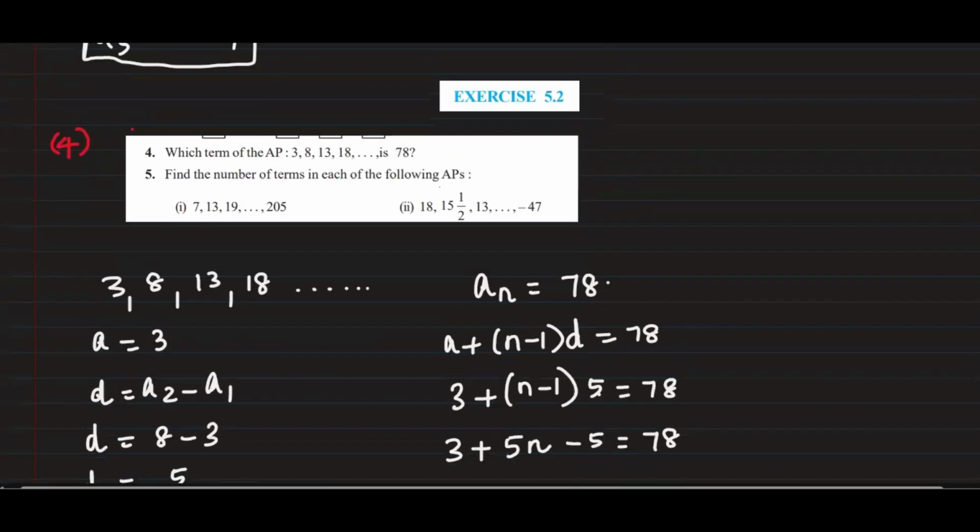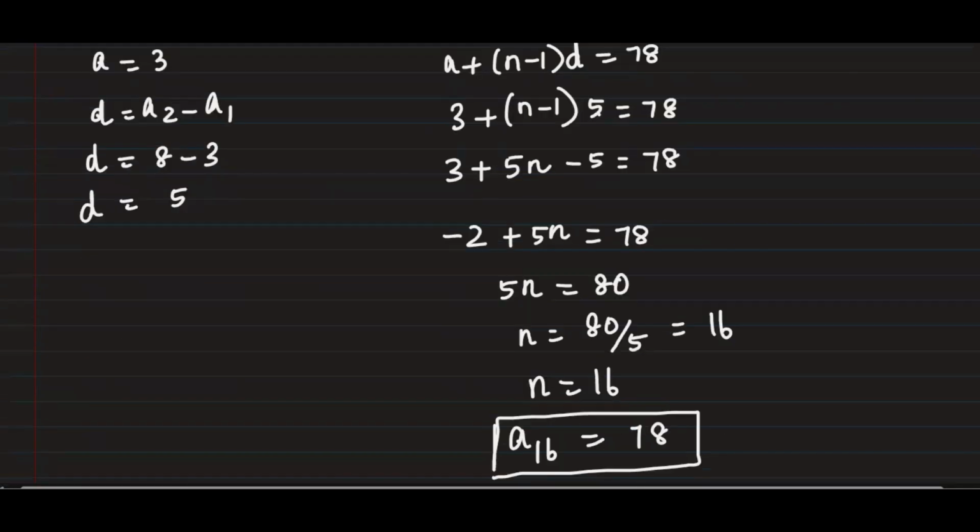Question number 5: find the number of terms in each of the following APs. Here we have to find the number of terms. So the two questions which are given are finite series. That is, they have given you the last term basically. So we have to find the total number of terms in the series.